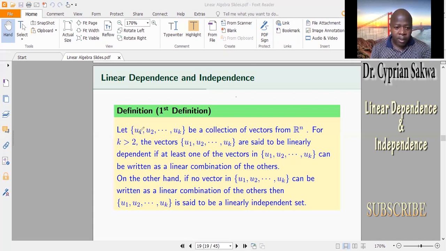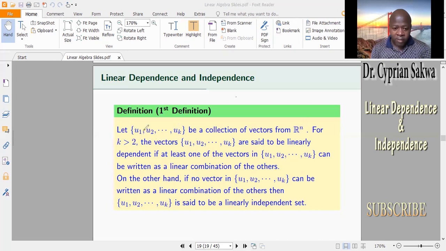So let this be a set of vectors, that is u1, u2 up to uk. Let it be a set of vectors in Rn where k is greater than 2. So when do we say that these vectors here are linearly dependent?